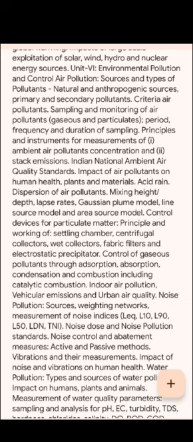Mixing height, depth, lapse rates, Gaussian plume model. Line source model and area source model. Control devices for particulate matter. Principle and working of settling chamber, centrifugal collectors, wet collectors. Fabric filters and electrostatic precipitator. Control of gaseous pollutants through adsorption, absorption, condensation and combustion including catalytic combustion.